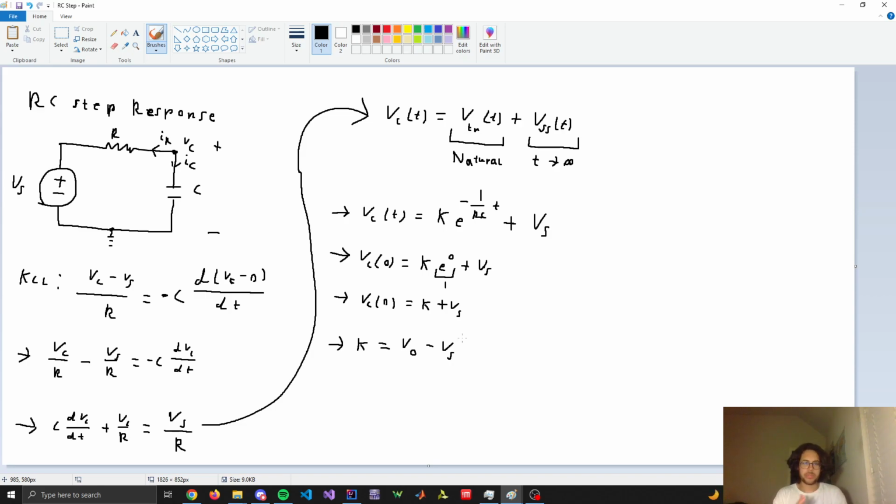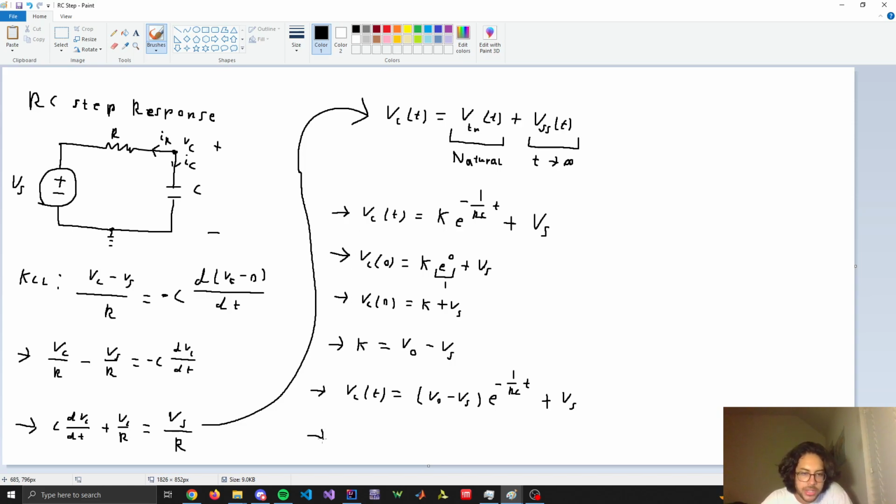So remember, for a natural response, the constant K was actually just equal to V0. But for step response, we have to take V0 and subtract Vs, or in other words, V steady state. So our total solution is this. V sub C of t equals K, which remember, that's V0 minus Vs times e to negative 1 over RC times t plus Vs. So that is the total solution, or V sub C of t, for the step response.